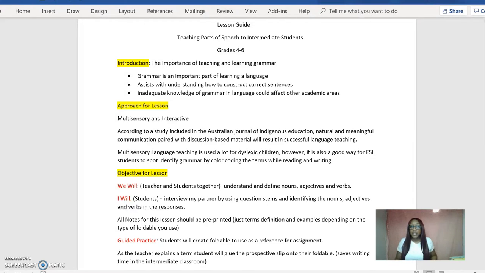The approach for this lesson will be a multi-sensory approach and an interactive approach. According to a study included in the Australian Journal of Education, natural and meaningful communication paired with discussion-based material will result in successful language teaching.